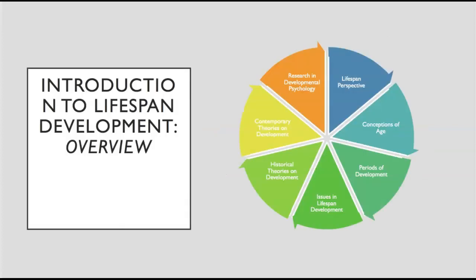In this lecture, we're going to define the lifespan perspective. We're going to go over some of the different conceptions of age and the different types of age. We're going to review the different periods of development that we will be focusing on throughout this course. Then we'll discuss some of the issues in lifespan development, followed by the historical theories on lifespan development, and then we'll go over the contemporary theories on development, and finally we'll conclude with some of the specific types of research that are done in the field of developmental psychology.